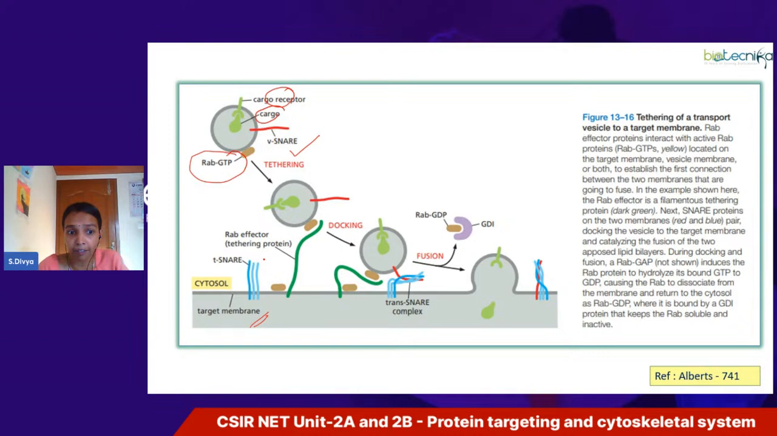What they will do is try to pull this vesicle towards itself. That is known as docking. As you can see, t-SNARE and v-SNARE are getting fused with each other. After that, once they are bound, since RAB is a GTPase, it will undergo hydrolysis and remain in the cytosol bound with another protein known as GDI. What is the function of GDI? It will keep the RAB protein in the inactive state unless there is a requirement. When there is a requirement, this GDP gets converted back to GTP. Okay, so this is how your membrane fusion takes place.